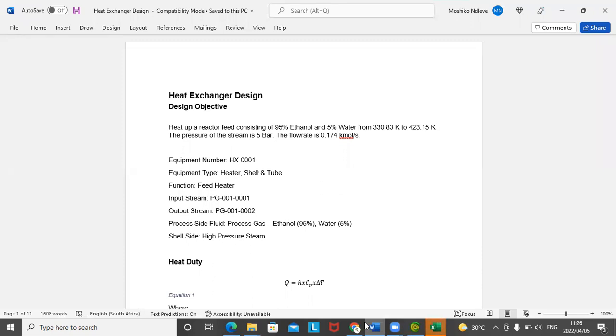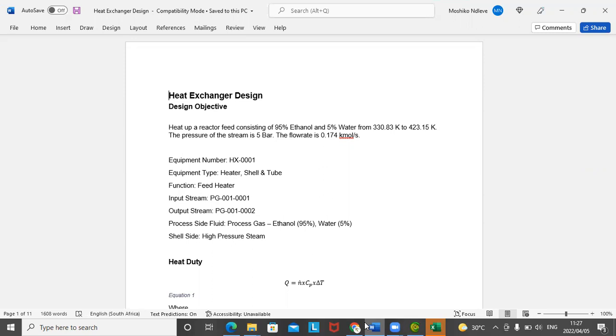So our design objective today is to heat up a reactor feed consisting of 95% ethanol and 5% water from 330 Kelvin to 423 Kelvin, right? So the pressure is 5 bar and the flow rate is 0.17 kilomoles per hour. So this is just a random design question based on some arbitrary design project from one of my students. I just created it so that I'll be able to take you through the steps.